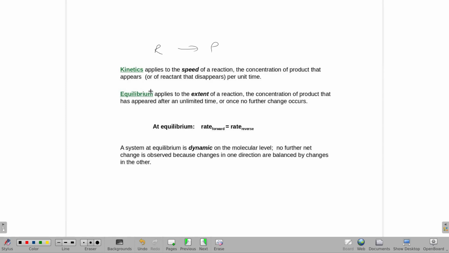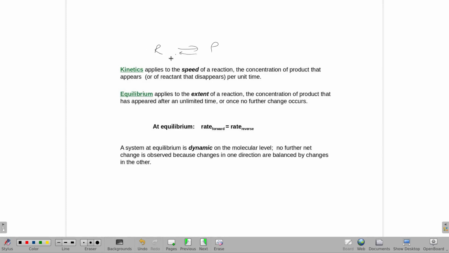Equilibrium deals with the fact that reactions are also reversible. And we want to look at the relationship of that forward and reverse reaction. And we want to know when it reaches equilibrium. Equilibrium is simply when the rates of those two arrows are exactly the same.